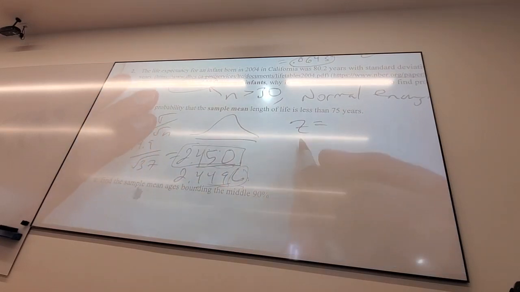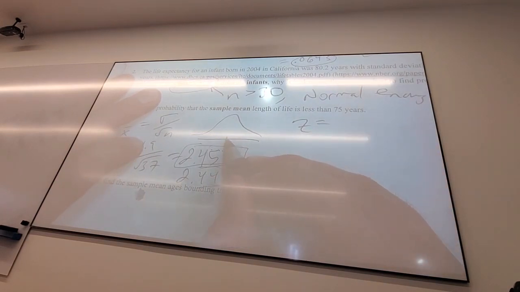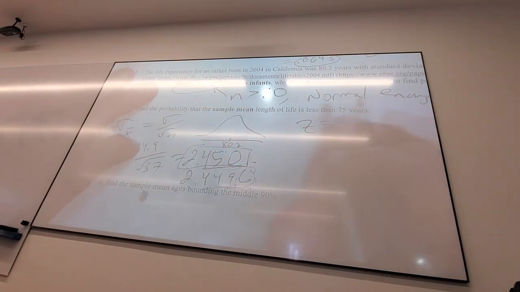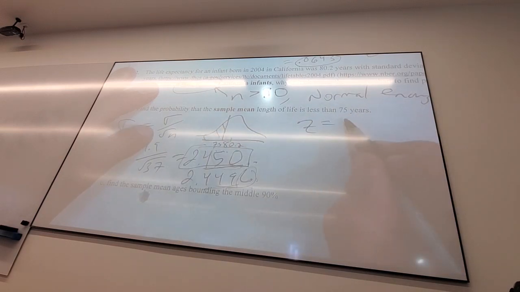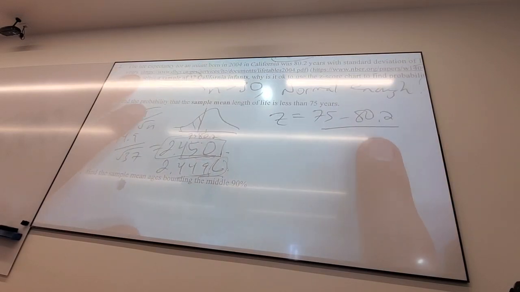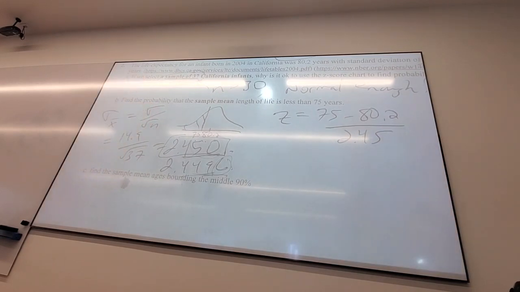I'll be all right. So if I want to make this z-score, I can do it now. What goes in the middle? 80.2. And I'm curious about less than 75 years. So I want to change 75 into a z-score. What am I going to divide that by? Good, 2.45, the spread for groups of 37 infants.